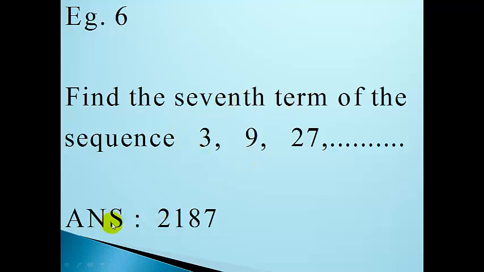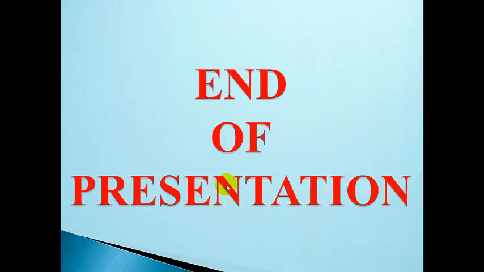And after calculation, you are supposed to get 2187. Now take this as an exercise and find the seventh term of the sequence 3, 9, 27 and see whether you get the answer 2187. This is the end of our presentation on sequence and series.